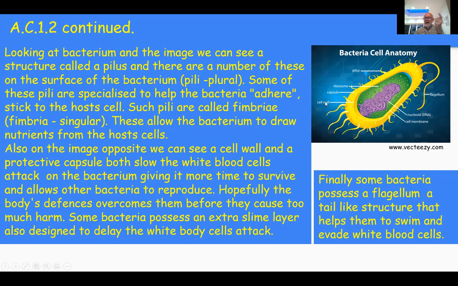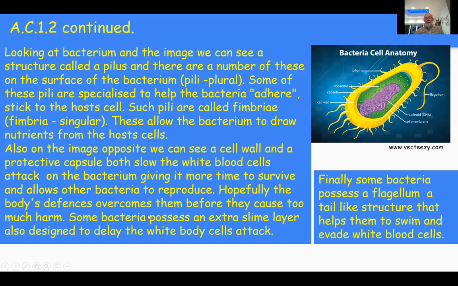Here it's labeled. Now, we came across cell walls. We had prokaryotic cells, and they have a protective cap and also a protective capsule. Now, both of these slow down our white blood cells from attacking the bacterium, giving it more time to survive, and allows other bacteria to reproduce so the infection continues. Now, hopefully the body's defenses overcome them before they cause too much harm. So you might have a poorly tummy for a day or so.